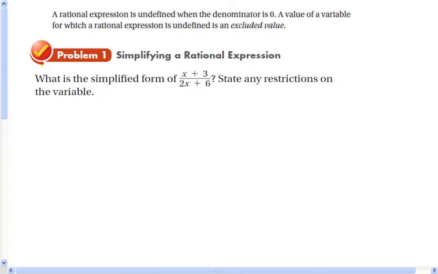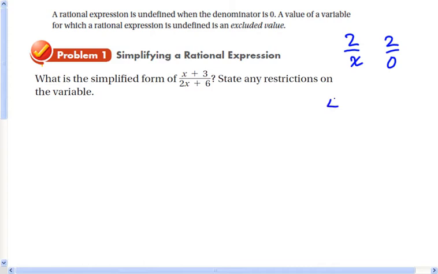All right, a rational expression is undefined when the denominator is 0. A value of a variable for which a rational expression is undefined is an excluded variable. So just as a simple one, if we have this rational expression, this is undefined when x equals 0 because 2 divided by 0 is undefined. So one thing we have to look for are any values that would make the rational expression undefined after we simplify it. And the way we're going to simplify it is, now just a quick review here.